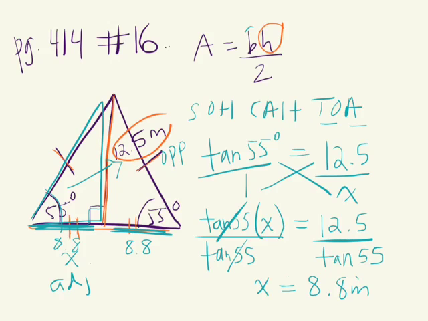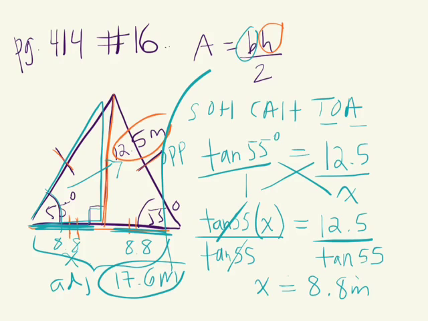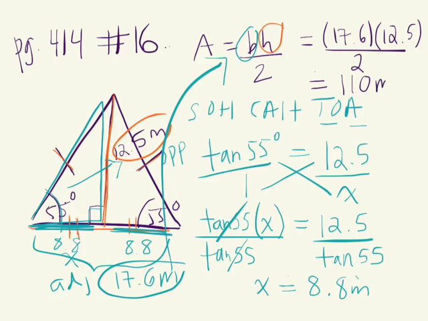How are we going to find the base of the triangle? Okay, so if we add 8.8 plus 8.8, we get 17.6 meters, which is the base of the triangle. We knew the height. Now can you find the area of this triangle? Okay, so area is equal to base, which we now discovered is 17.6, times the height, which was given, divided by 2, and the total area is equal to 110 meters squared is the area of this triangle.